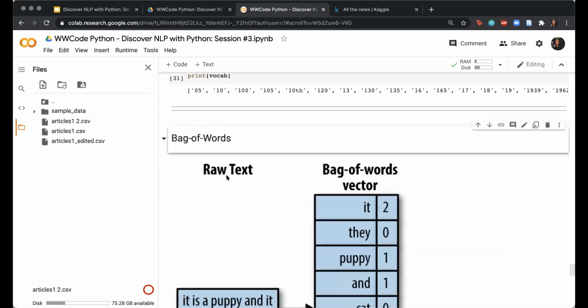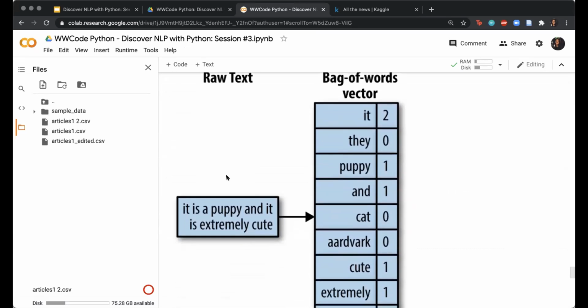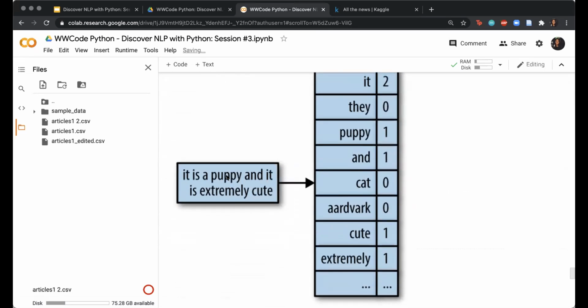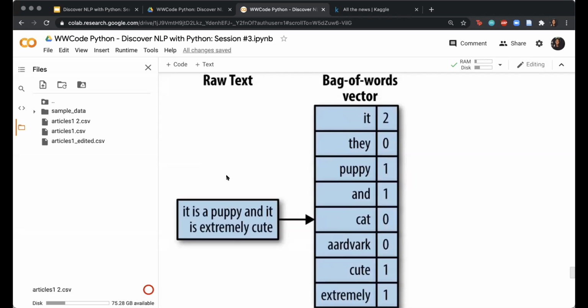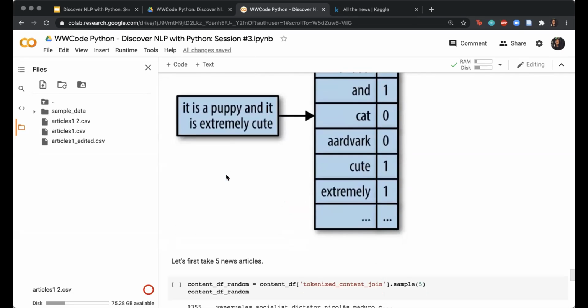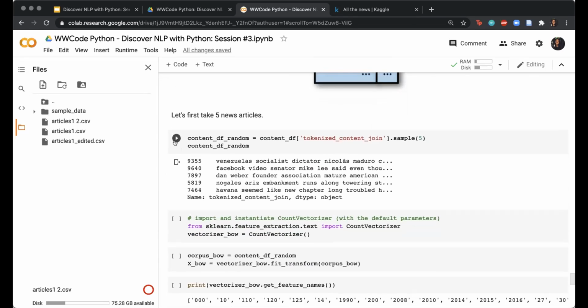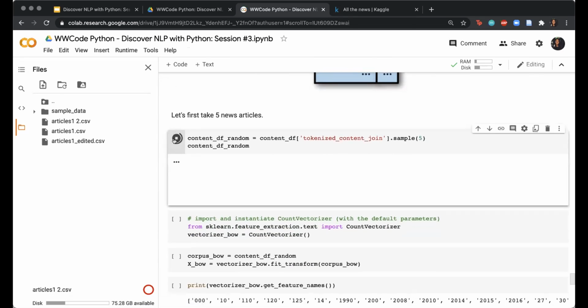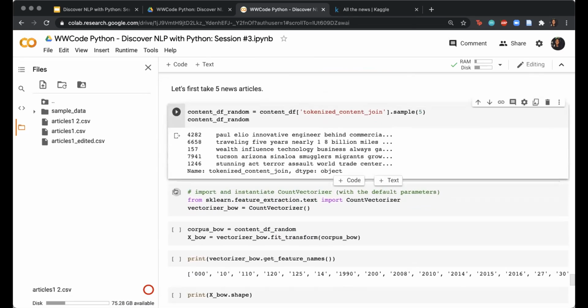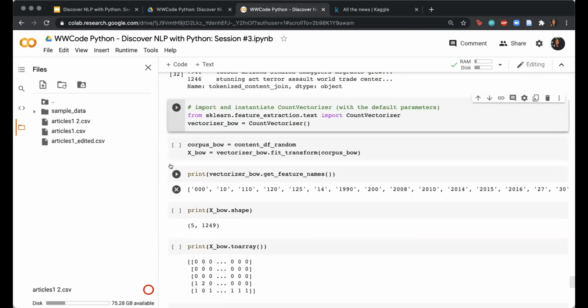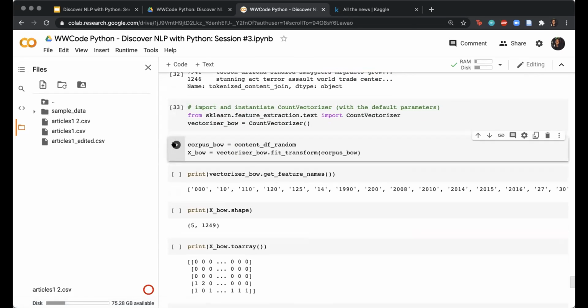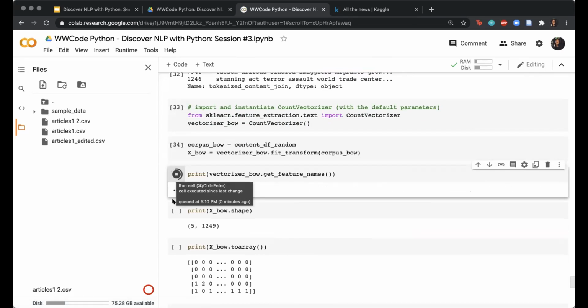And now let's talk about another technique, which is bag of words. In bag of words, as we discussed, we have the raw data and we just get the vectors based on the frequency of each word. So that's what we are going to get now. So content DF. We have the tokenized content join column. We are going to take that, and from scikit-learn again, we have count vectorizer. So we are going to import that. We are going to fit transform that on our corpus, which is our data set.